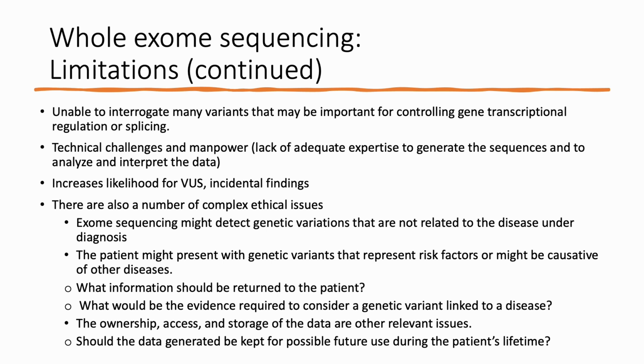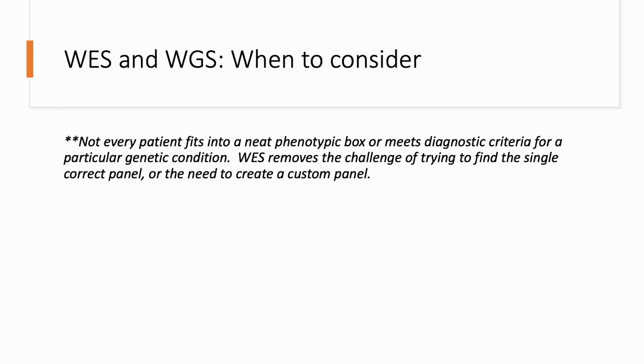Furthermore, we must consider the evidence required to establish a genetic variance linked to a disease. Establishing causation can be complex and often requires extensive research and clinical data. Finally, there are concerns regarding the ownership, access, and storage of the data generated by whole exome sequencing. Questions arise about whether this data should be retained for possible future use during the patient's lifetime, which introduces additional ethical and privacy considerations. Let's explore when to consider whole exome sequencing and whole genome sequencing.